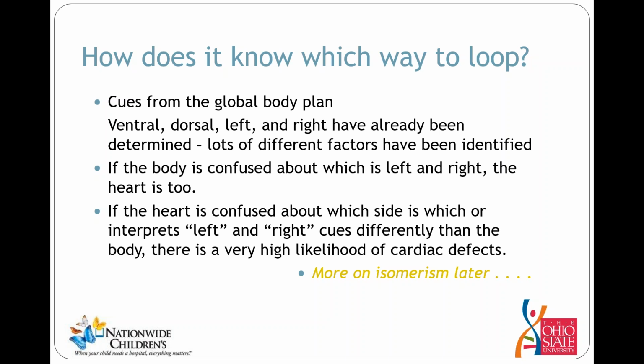We'll talk more about isomerism later, but if the body just gets confused and everything that's left is right and everything that's right is left, then actually you just get situs inversus totalis, in which the most common cardiac structure is normal. So if you get it all confused, but consistently confused, then you're fine. It's when the things kind of fall in between that you get in trouble.